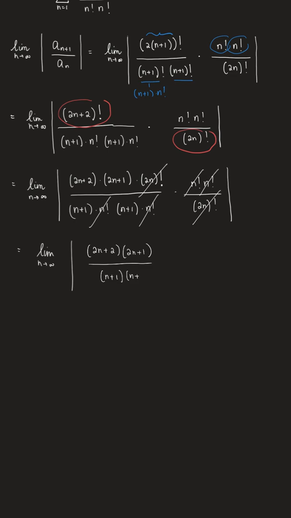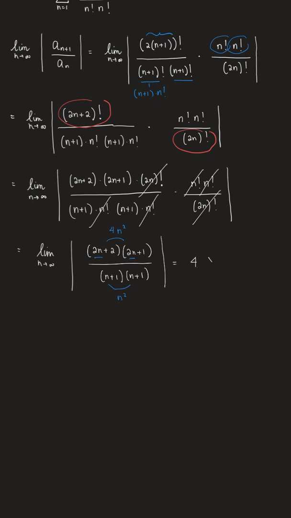Now, in the limit, as n gets really large, you might notice that the dominant terms, the highest power in the denominator is an n squared with a coefficient of 1. And in the numerator is also an n squared with a coefficient of 4 if I multiply 2n times 2n. So in the limit, this is going to give me 4.